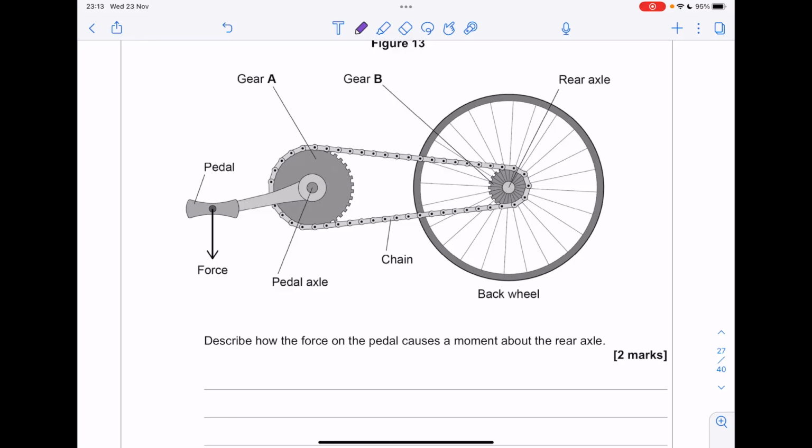Figure 13 shows the gears on the bicycle. Describe how the force on the pedal causes a moment about the rear axle. The first thing to notice is that the force on the pedal causes a moment around the pedal axle, which therefore causes a force on the chain causing a moment on the rear axle.